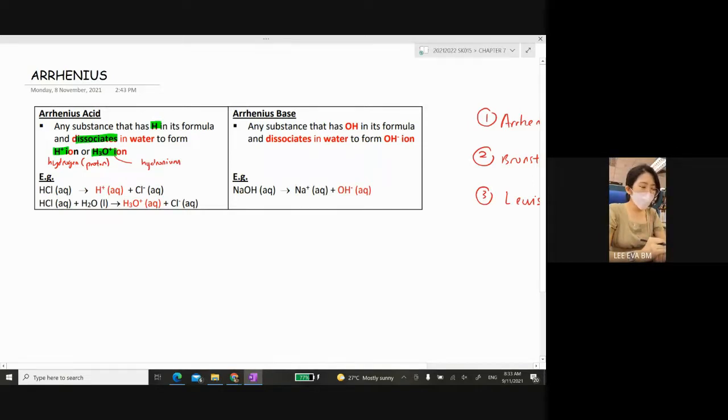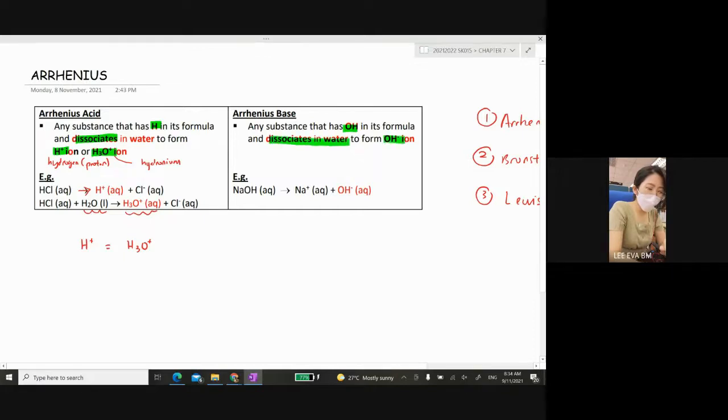Okay, so if you look at the example equation, HCl, when it dissociates in water, you will form H plus aqueous and then Cl minus aqueous. But HCl, when you dissolve in water, you're producing H3O plus and Cl minus. H plus and H3O plus is the same thing. Cuma dia ada water ke tak ada water lah, sama saja. So you can either use the equation like this. Without water, you'll get H plus. With water, you will get H3O plus.